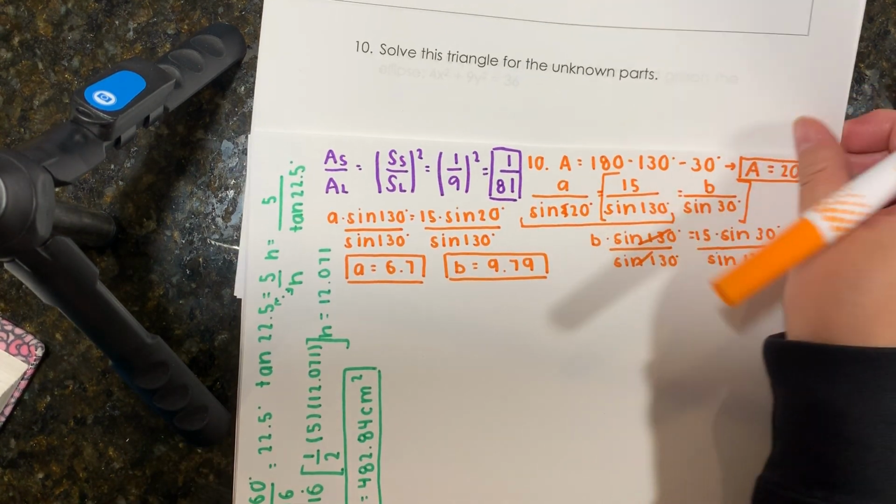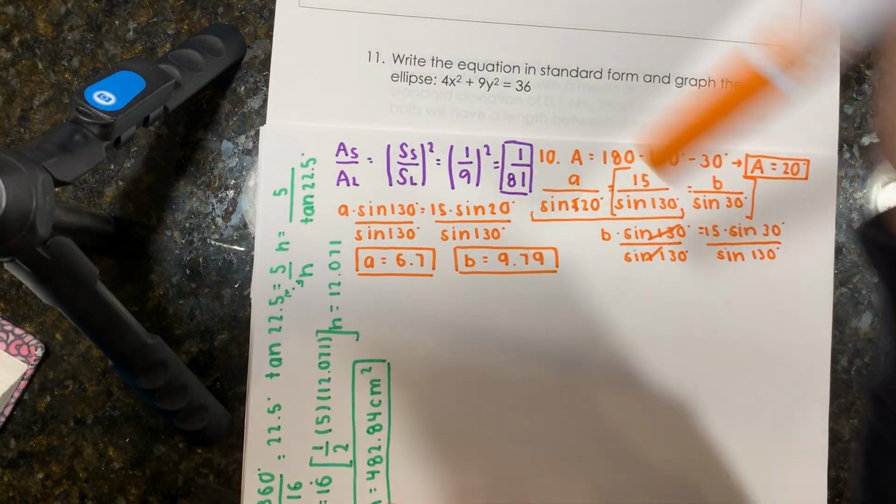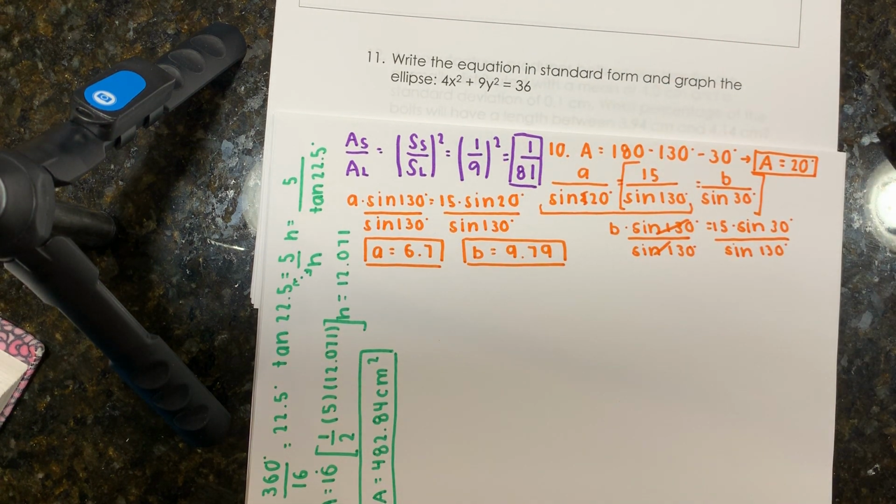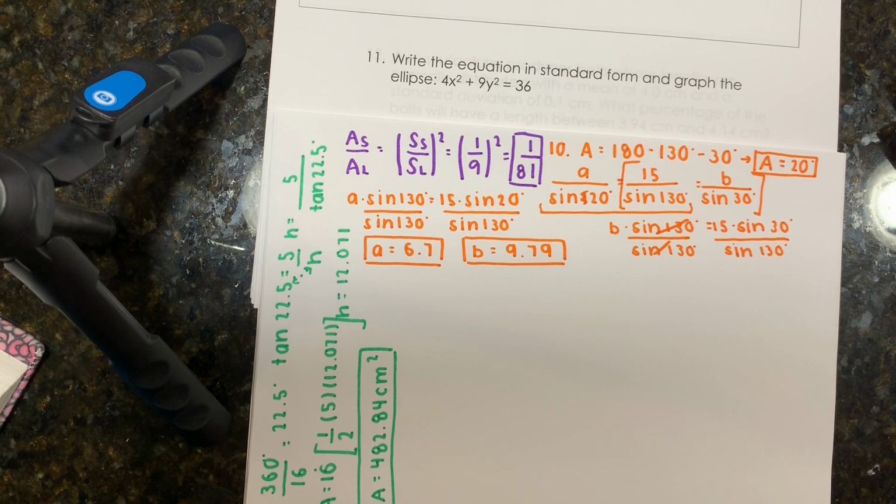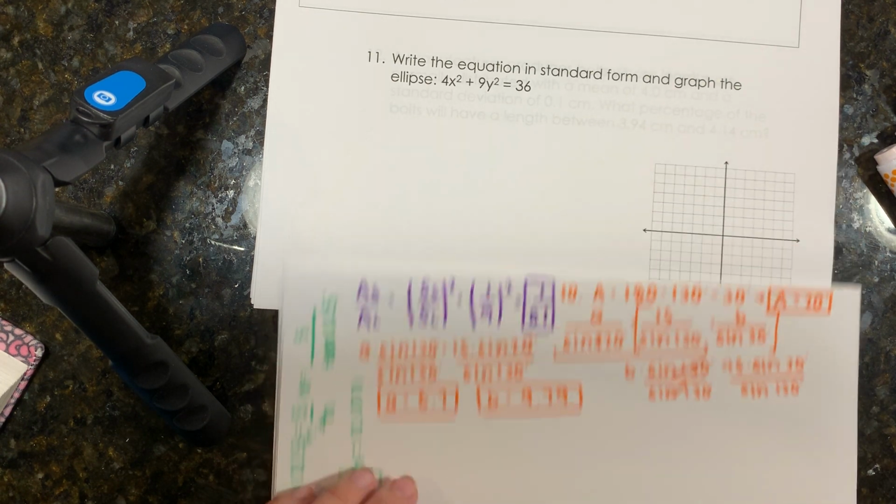Okay, so that was going over the law of sines that we learned in our last lesson, lesson 72, I think it was. Okay, so now we're going to look at number 11.